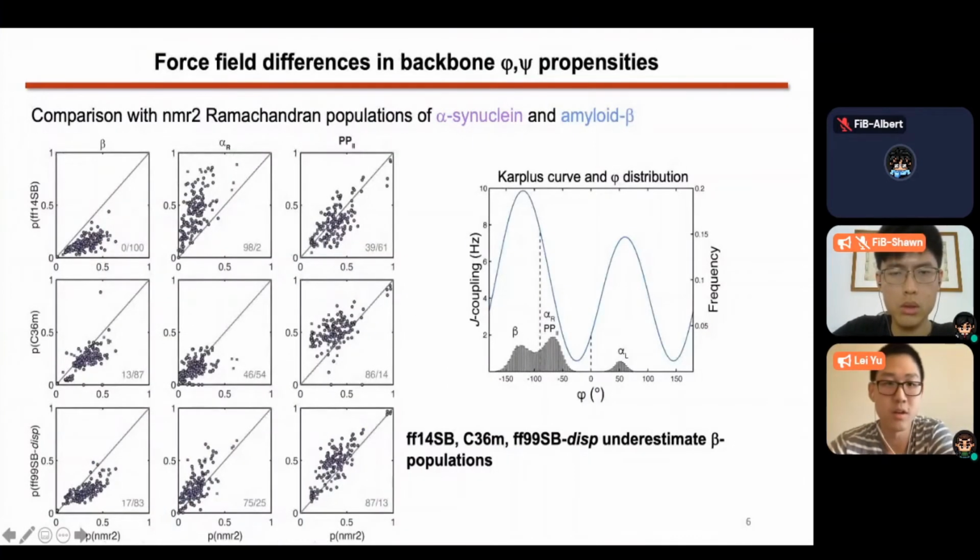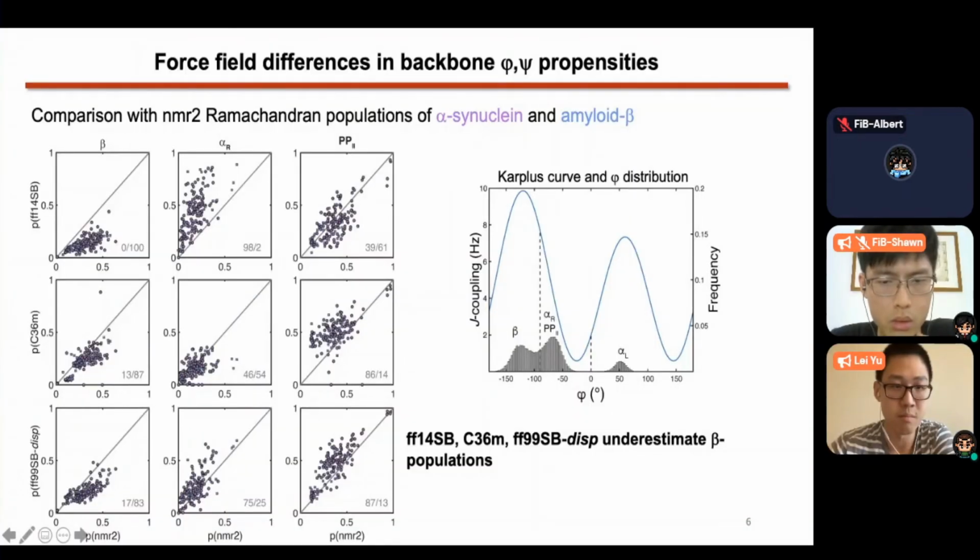So we wanted to understand the reason behind that underestimation. We compare the Ramachandran populations from one force field to NMR2. For example, we can look at the beta population for each residue as generated in, say, FF14SB, and how it compares to NMR2. We can also do that for the other two, alpha R and PPII. We are neglecting alpha L because it's usually a very low population. We can do the same for CHARMM36M and 99SB-disp.